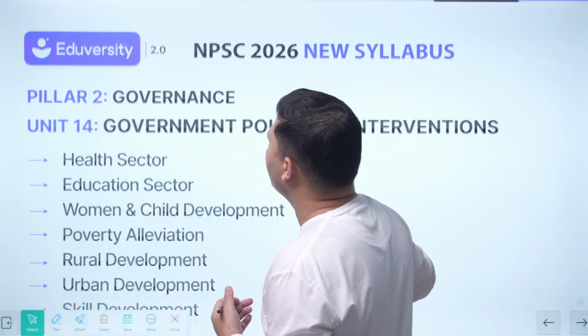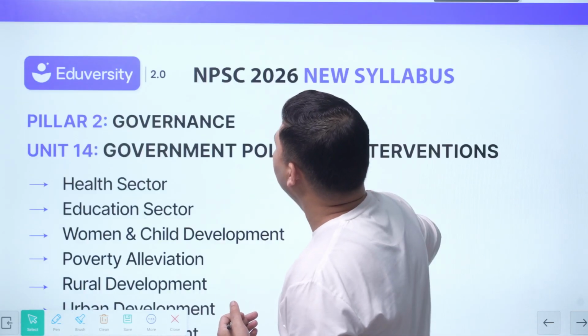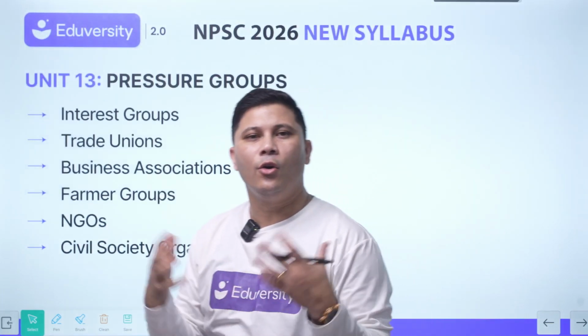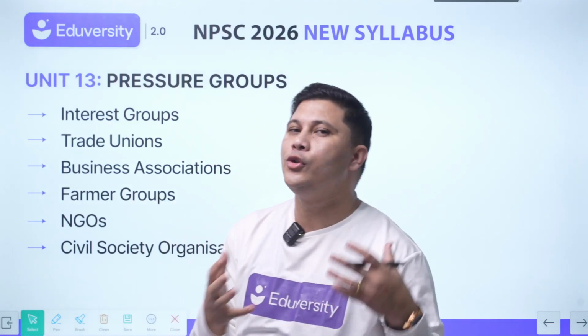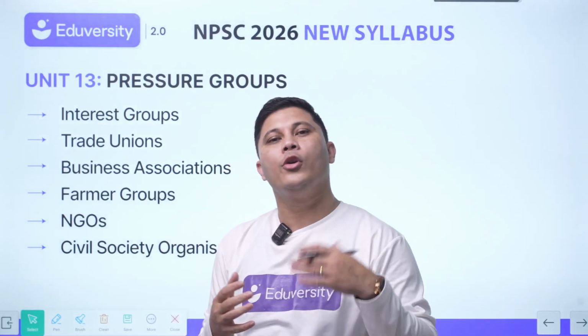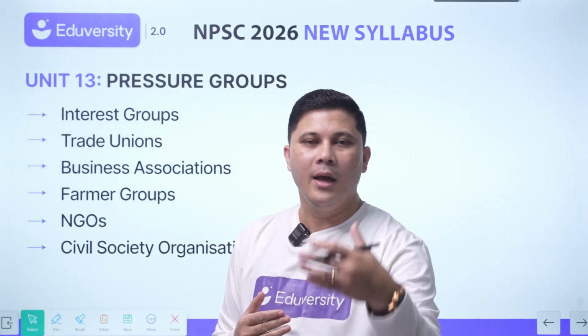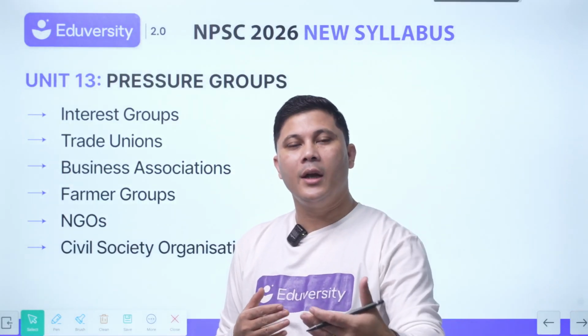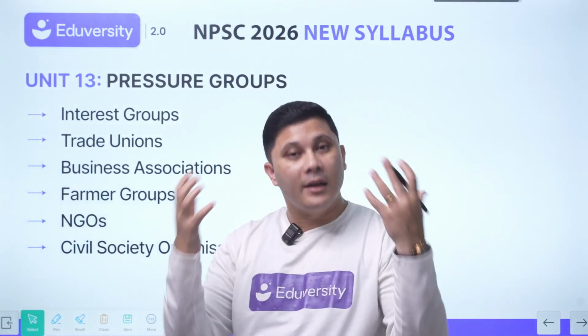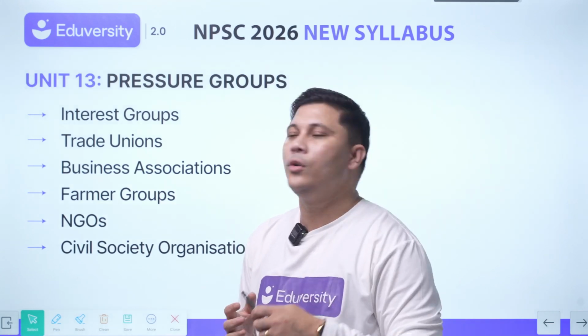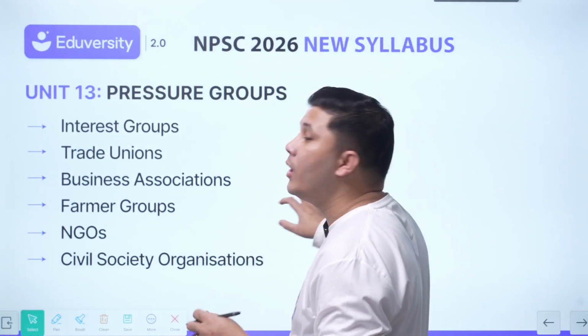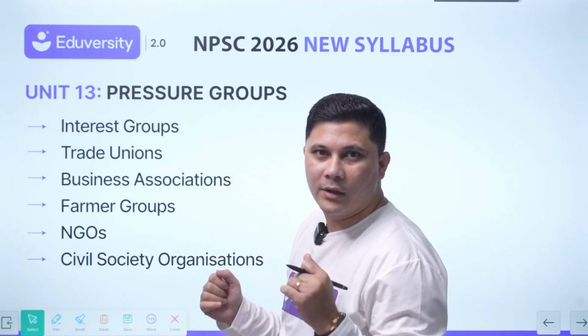So in Pillar 1, you have basically all the Indian polity syllabus which you have already studied, but now you have to go a little more in depth, understand it in a more analytical way, and you should also be able to interlink it with current affairs. Very important.